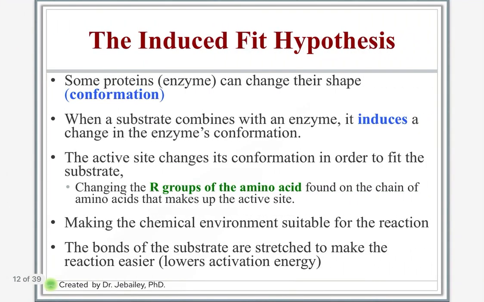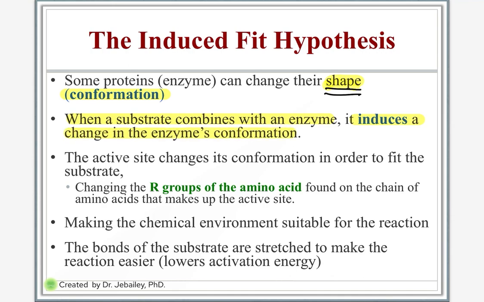So what exactly is the whole point? And you need to know this. It's simply about changing the shape of the enzyme. Now, the word shape, we have a more specific name that we use in IB, which is known as conformation. So if you see the word conformation in the IB exams, it is the same thing as shape. So what it means, when the substrate combines with an enzyme, it induces a change in the enzyme's conformation.